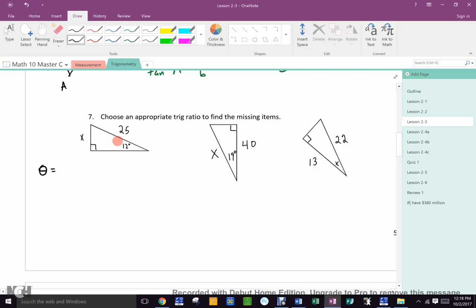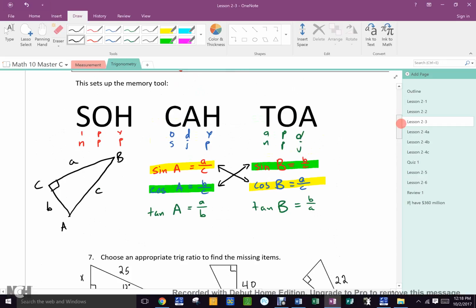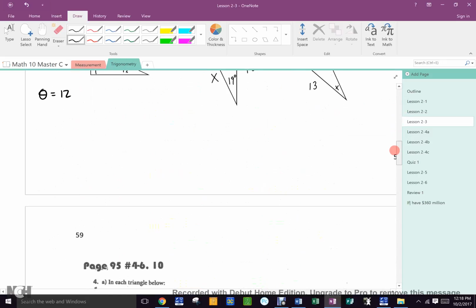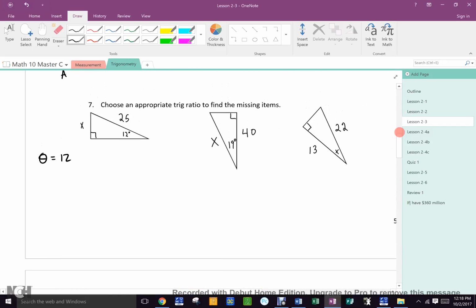Is there a theta in this first question? What is it? 12. Lovely. If theta is 12, and our notes tell us that opposites and adjacents depend on theta, which corner will tell us where we are starting to look for our opposites and adjacents? The top or the right?